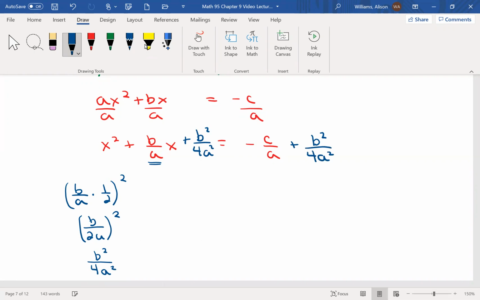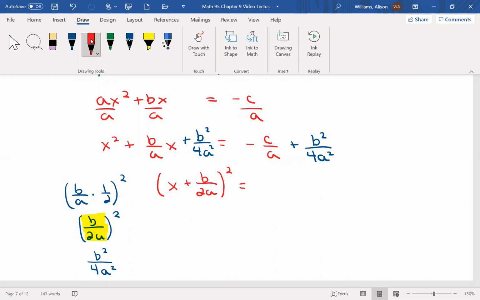Okay, perfect. So now we know that on the left side, we're going to factor that, and we're going to factor to what it is. We'll use our trick right before we square it. That's what this is going to factor into. So this is going to factor into x plus b over 2a squared. And look back at the completing the square video if you don't remember that trick.